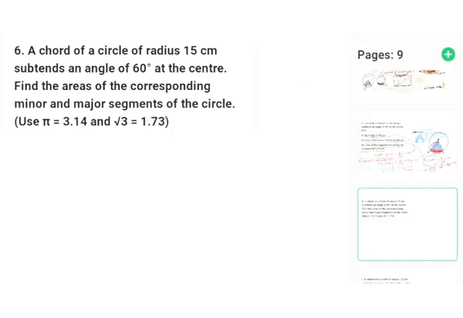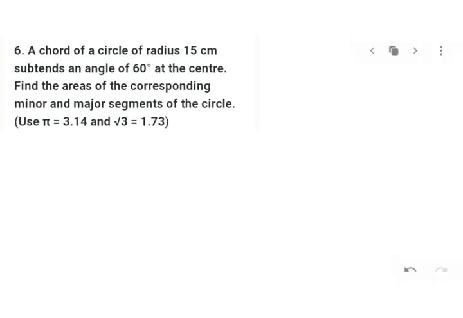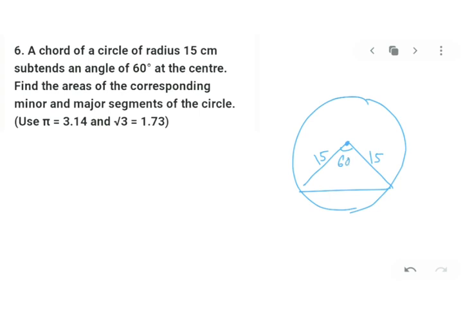In problem number 6, we have a chord of a circle of radius 15 centimeter. So I'll draw a circle, and here it is the radius. This is 15, this also is 15. It subtends an angle of 60 degree at the center, so I have put 60 degree here. Find the area of the corresponding minor and major segment.